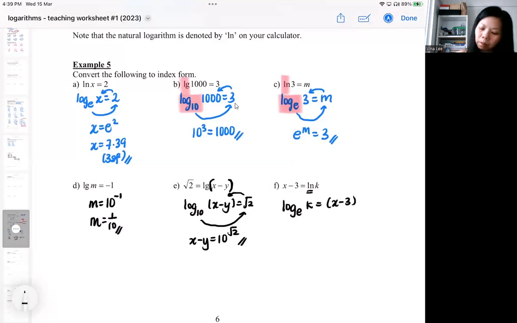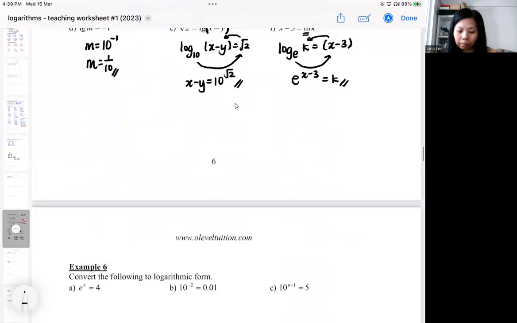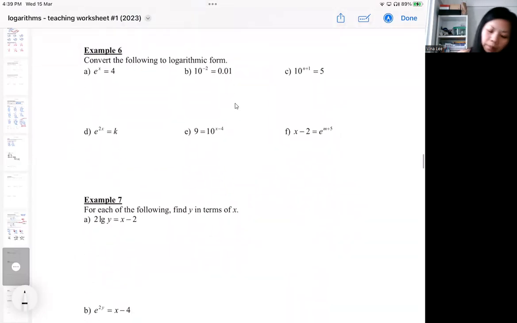So you've got to box up the whole algebra. That means if I do the changing, it will be e to the power of x minus 3 equal to k. So you can still be changing it, it's just that it's confined to the two special bases that are allocated in your calculator. So, okay, let's focus on the changing first.